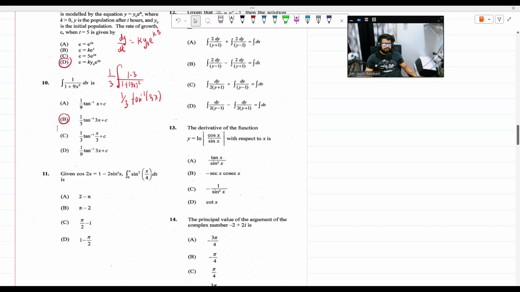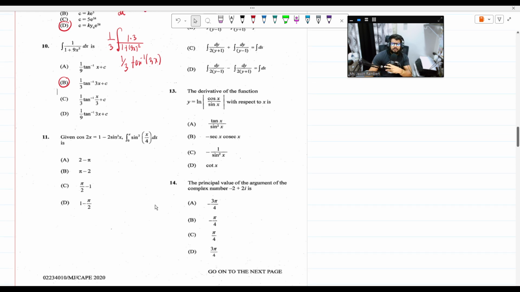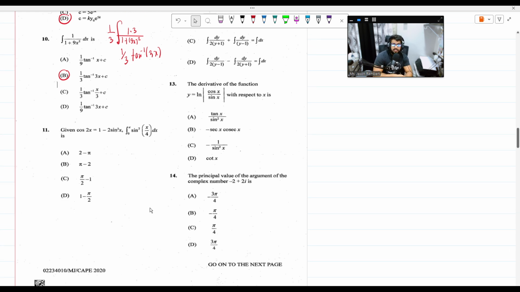Alright, number 11. Given that cos 2x is equal to 1 minus 2 sine squared x, then the integral between pi and 0 of sine squared x on 4. This is actually a unit 1 question. It is a unit 1 question. Alright, so all I'm going to do is let x be x on 4. That's all I'm going to do in the identity.